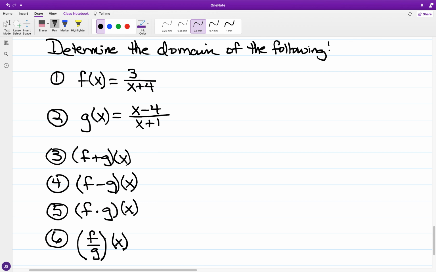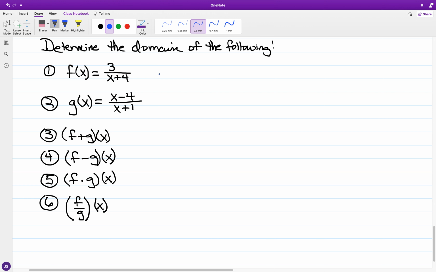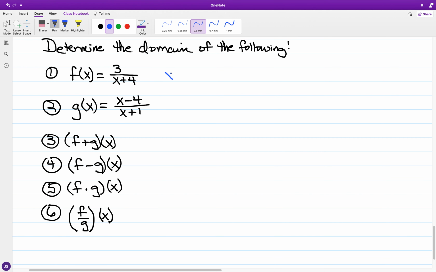Okay, now if we place the restrictions, just for what we have at the start. We have f of x equal to 3 over x plus 4. For f of x to be defined, x plus 4 cannot be 0, so that means that x cannot be negative 4.